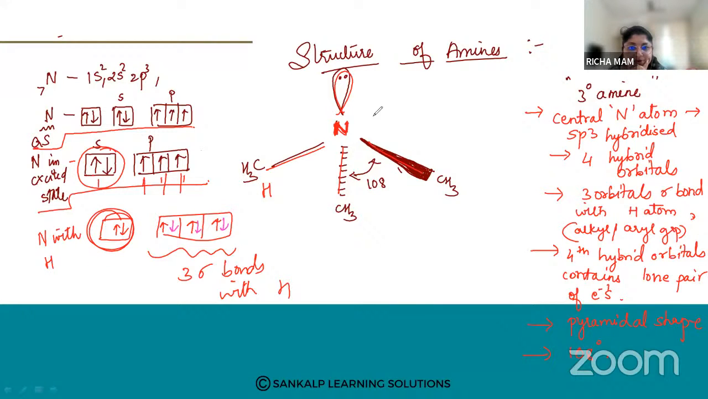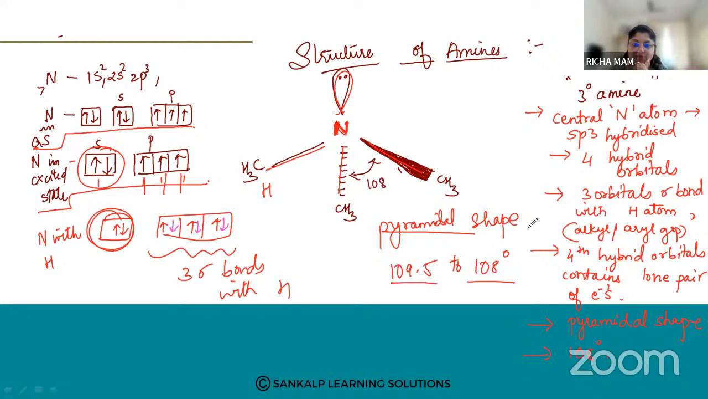Because of the lone pair of electrons, the shape is pyramidal. And because of the presence of the lone pair of electrons, the angle is reduced from 109.5 degrees. So it has a pyramidal shape. This is the structure of ammonia. Is it clear? Is it clear up to here?